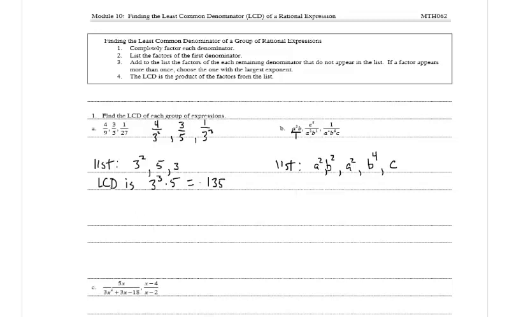And then our least common denominator is the product of all the factors in our list. So our least common denominator is, we have a squared times a squared, which is a to the 4th, and then we have b squared times b to the 4th is b to the 6th, and c.